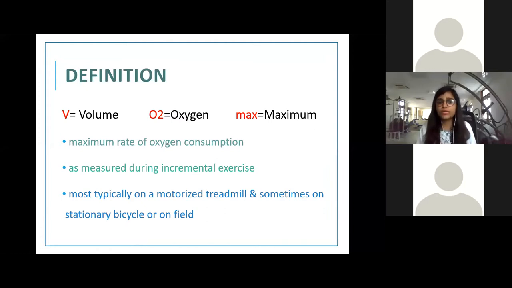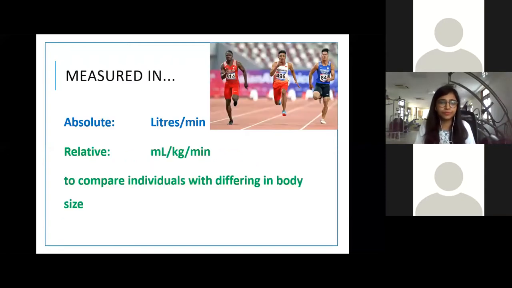It is usually tested on treadmill and sometimes on cycle. So if we talk about it in the West, they give preference to the cycle, while in India and most of the other countries, we do it on the treadmill. At times, it could also be done on the field.